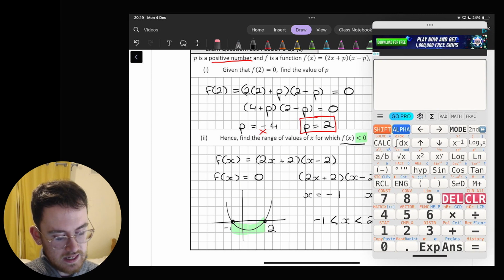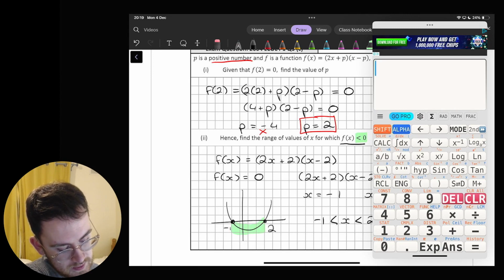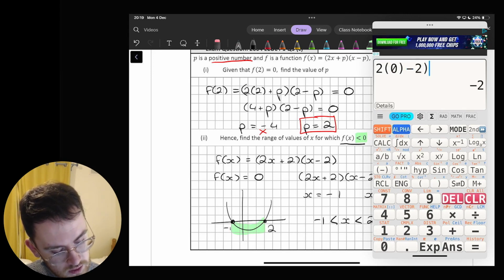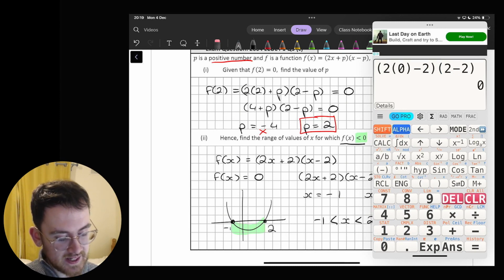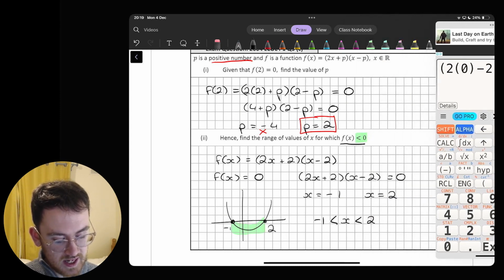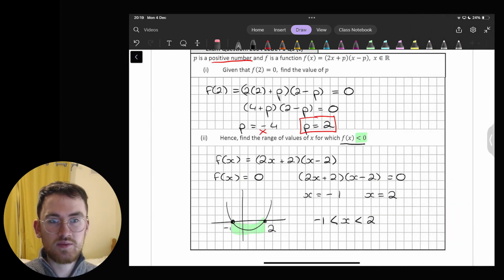So a number like, well, we could even try 0 here because 0 is within that range. So let's type in 2 times 0 plus 2, put my brackets in, and 0 minus 2, and I get an answer of -4. Okay, which works out for me there, since it is less than 0.